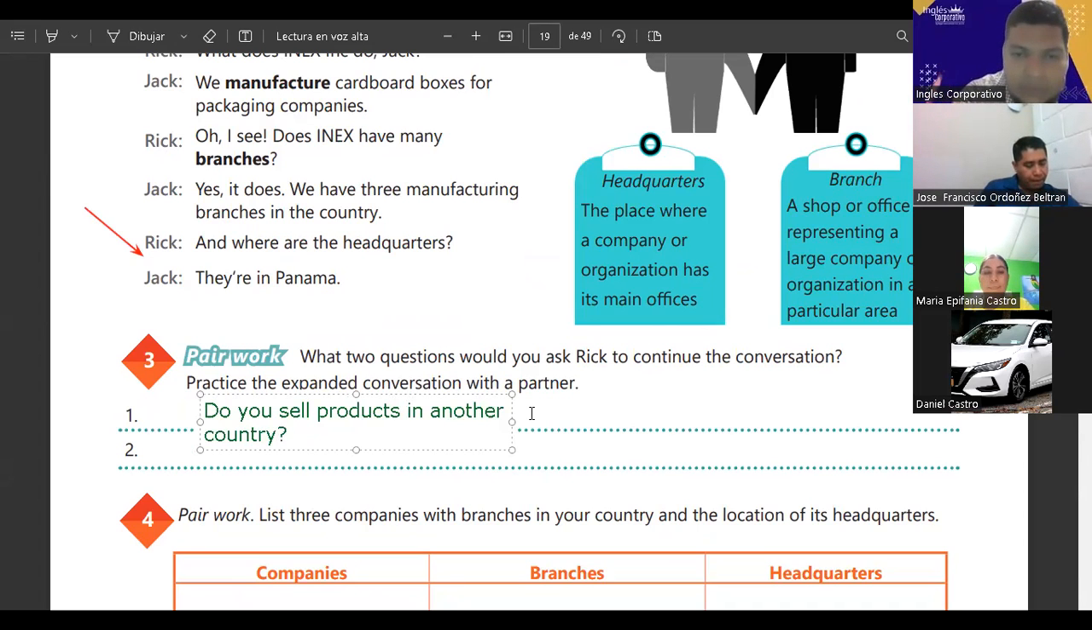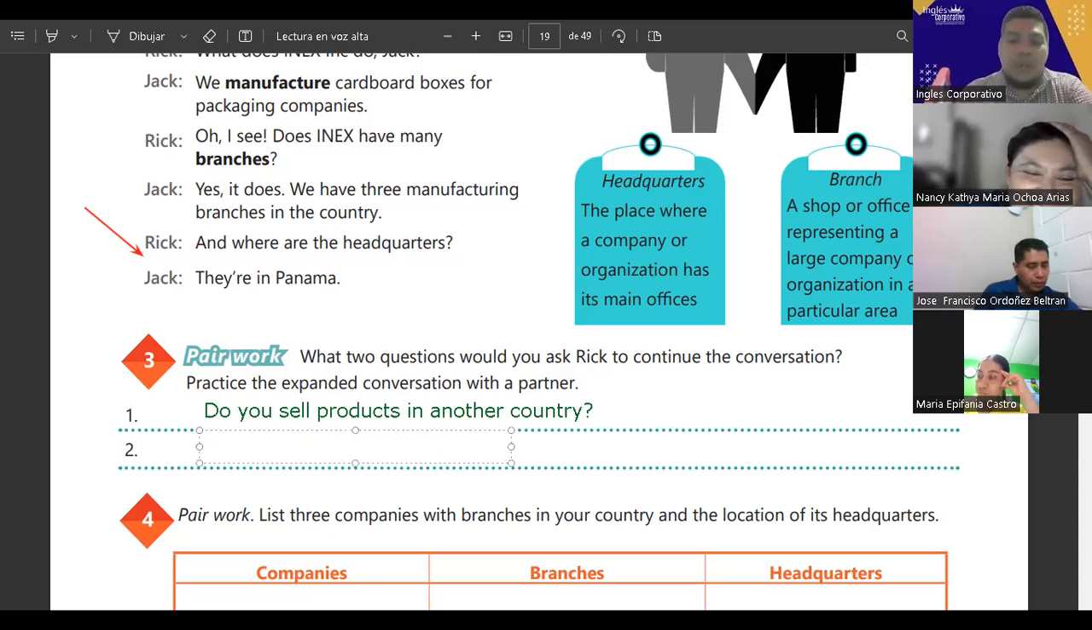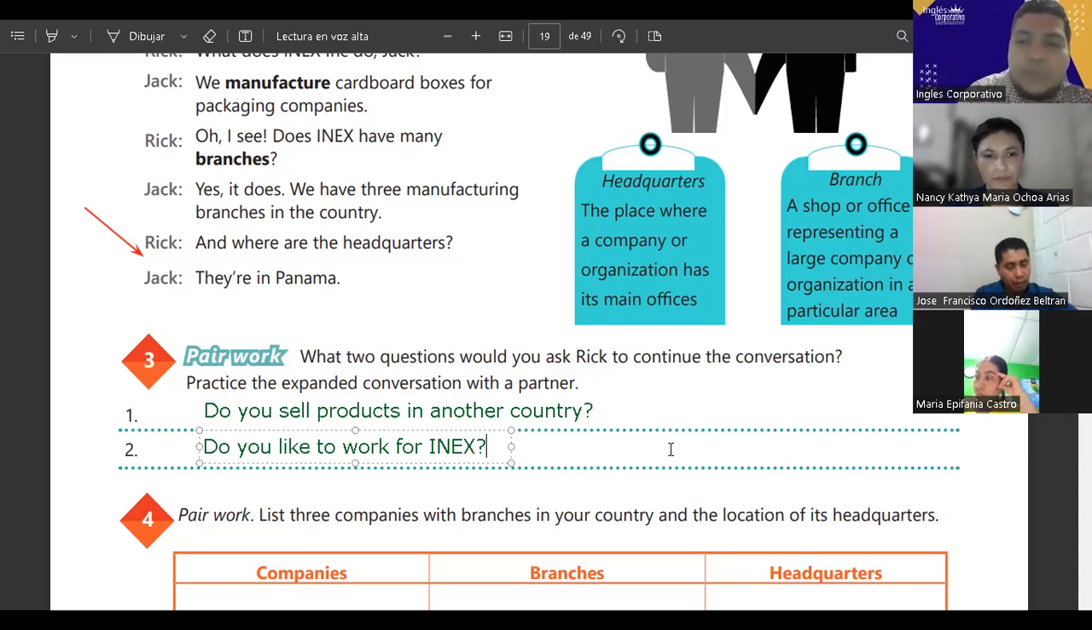Okay, excellent. So that could be an example, right? And also, what other example can we use here? Do you like to work for INEX? Oh, that's another one. Do you like to work for IMEX? All right. Excellent. Thank you. So you see, we have two examples right here.